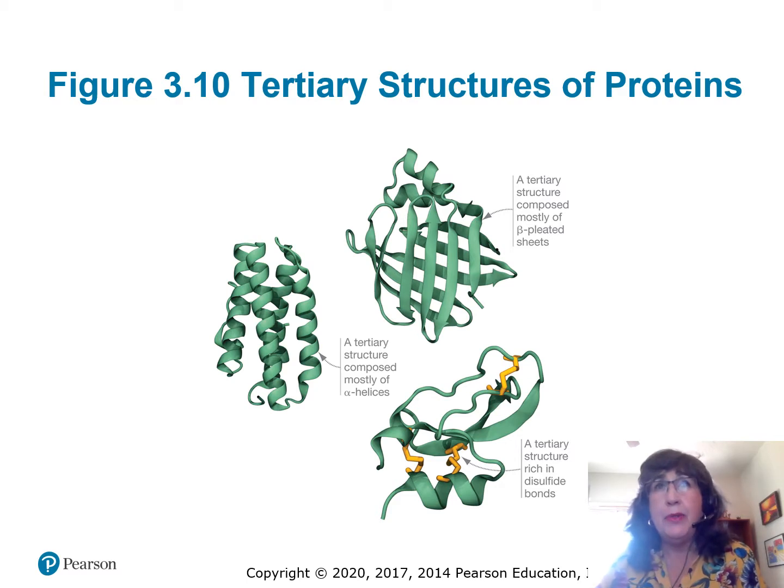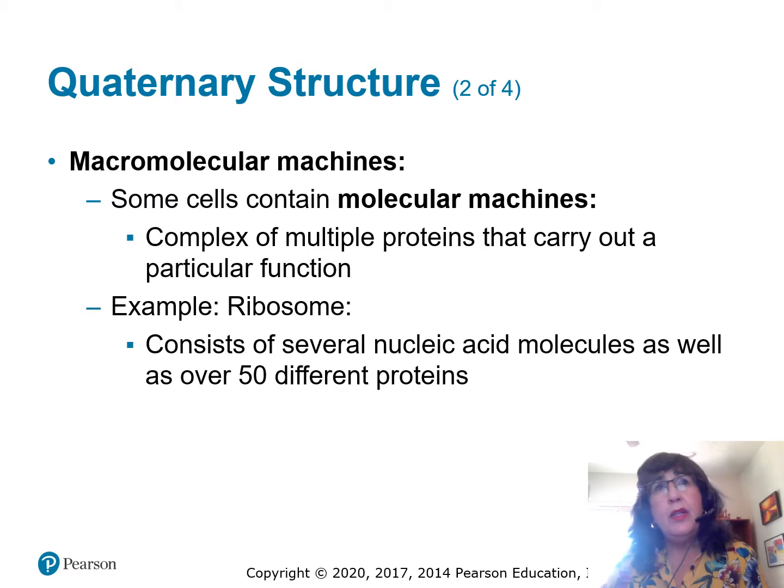Here are some examples of tertiary structures. So notice here you see multiple alpha helices or beta pleated sheets, or actually in the lower left-hand or right-hand corner, you see a combination of both. So as I mentioned before, if we have multiple polypeptides working together, they're often referred to as macromolecular machines. And these proteins carry out particular functions within a cell.